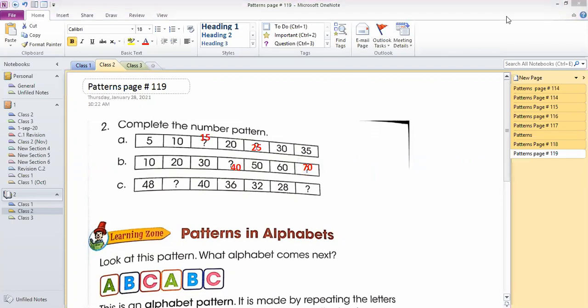Why this is 70, guys? Because we are counting in tens. First, when you look at the pattern, you check this is in increasing order because this is going from smallest to largest. 20 is greater than 10. 30 is greater than 20. That means you are adding. Now you will find out how much you are adding. 10 plus what will give you 20? So 10 plus 10 will give you 20. So you are counting in tens. After 30, you add 10, it becomes 40. And here after 60, you add 10 and you find out the next number. This is 70. Very good, guys.